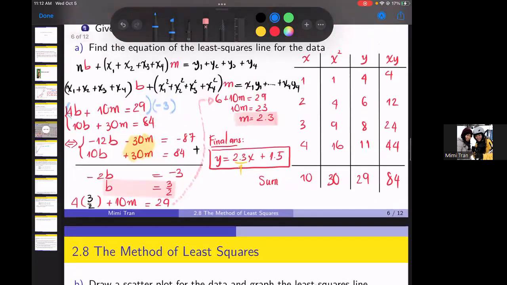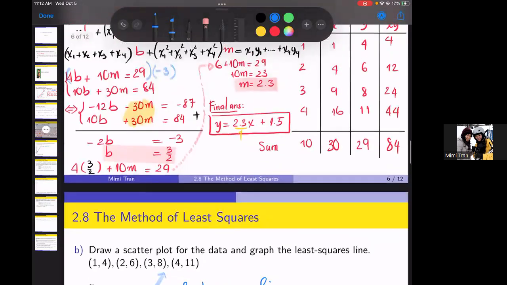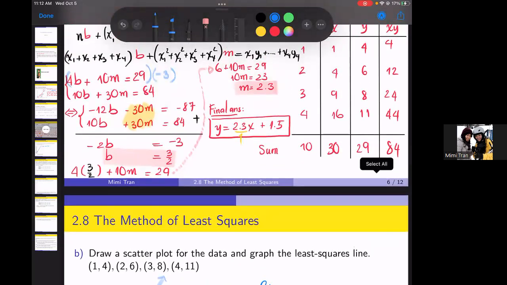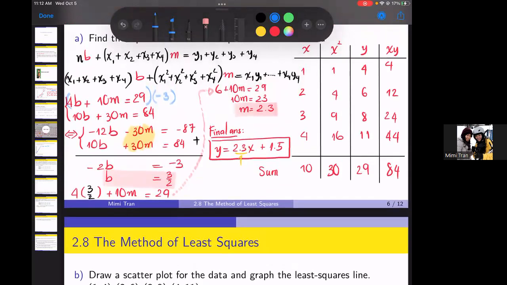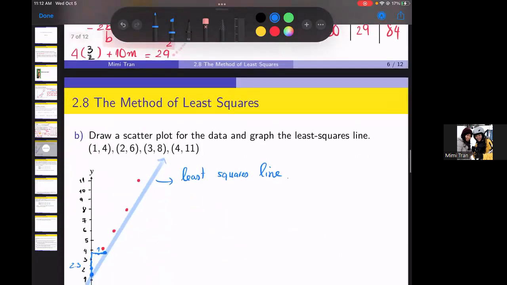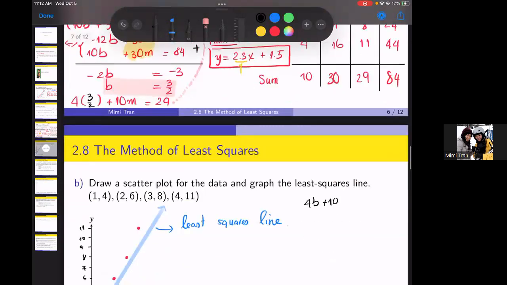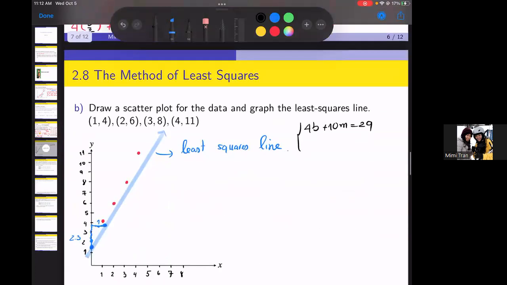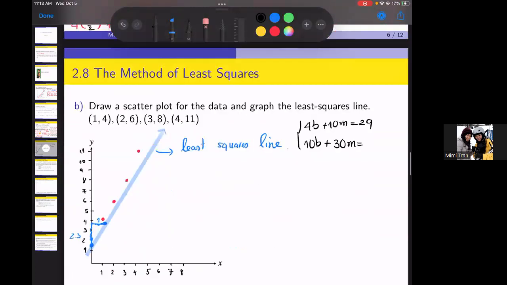Do you guys have your calculator with you? We have 4b plus 10m equals 29, and 10b plus 30m equals 84. Okay. Are you guys familiar with matrices? So if I were to write this, let me rewrite the equations. 4b plus 10m equal 29. 10b plus 30m equal 84. Yeah, 84.